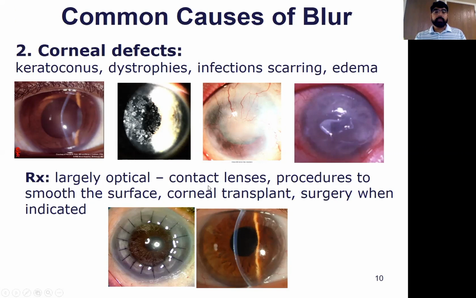So these corrections are usually optical. So you get contact lenses. You have procedures to smooth the surface of the cornea, often with lasers. You can get a corneal transplant. So here's an example in the bottom picture here of a person with a corneal transplant.